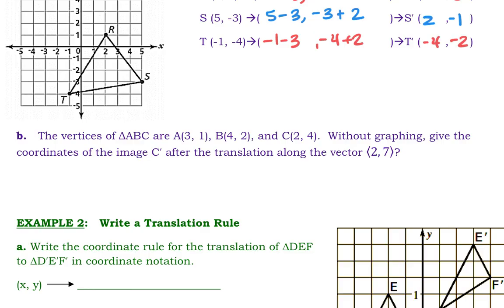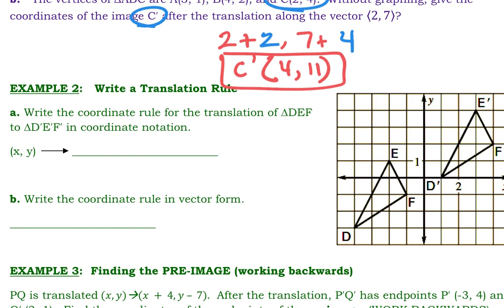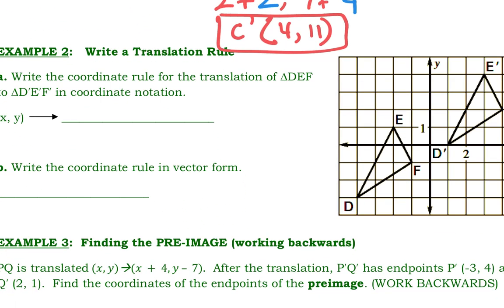The bottom one says, given a triangle, without graphing, find the coordinates of only C. So we're focusing only on the C point, and this is your vector. What did y'all do to that 2 and that 4? Added a 2, and then added a 7. Good. So then C prime would end up where? 4, 11. All right, so on the homework, I may just be asking for 1, just depends on the question. Okay, so that was the movement.